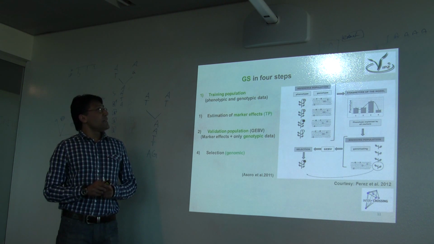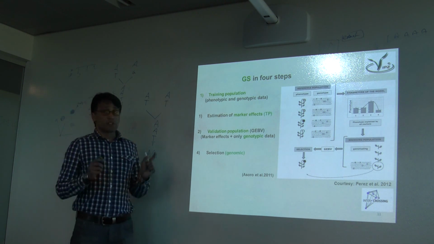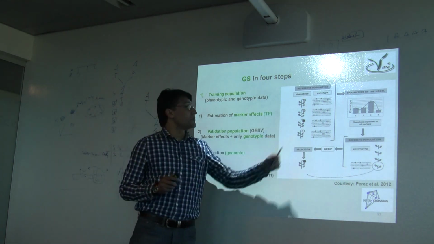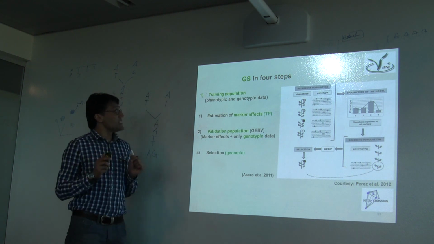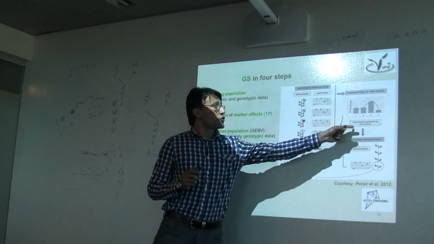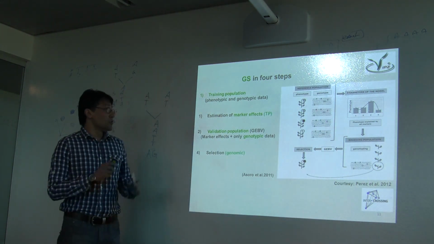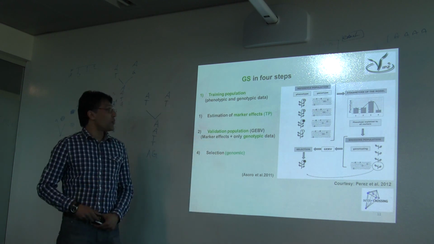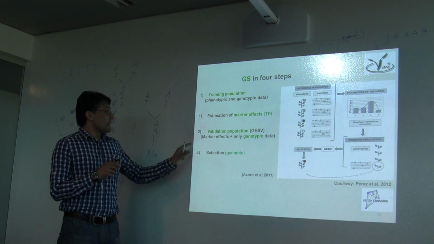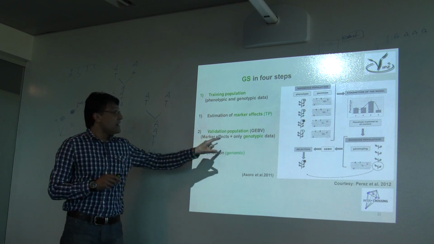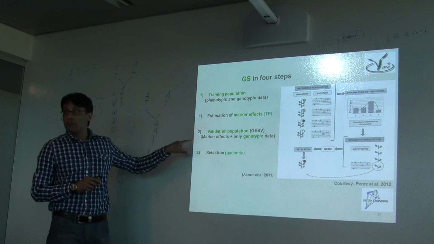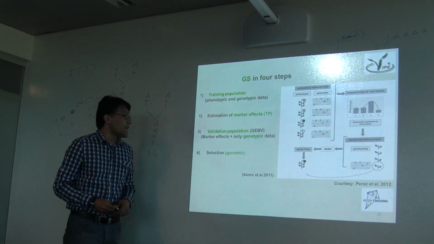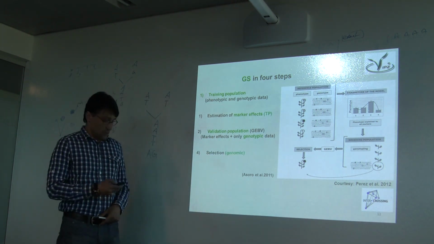Now, genomic selection can be executed in 4 basic steps. We have a training population where we have both phenotypic and genotypic data, as you can see here. And then we estimate marker effects in the training population, so we use both the phenotypic and genotypic data. And then we come to the breeding population, or validation population, where we use the marker effects and the genotypic data. So here we don't use the phenotypic data. We only use the marker effects, and here we use just the SNP data. And then we go for selection, or genomic selection.